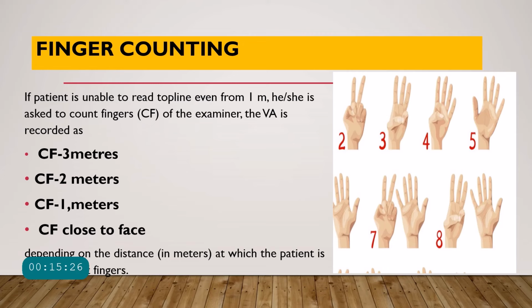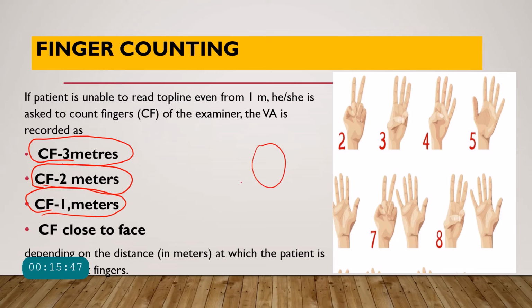Next, you have to show the patient your fingers and tell him to count them. That is called counting fingers, and this is again done at different distances. If the patient is able to do it at 3 meters, it is called counting fingers 3 meters. If he's counting the fingers correctly at 2 meters, it is CF 2 meters. Then if it is at 1 meter, that's CF 1 meter. And sometimes you might have to go very close to the patient's face and show your fingers, and that is called counting fingers close to the face.